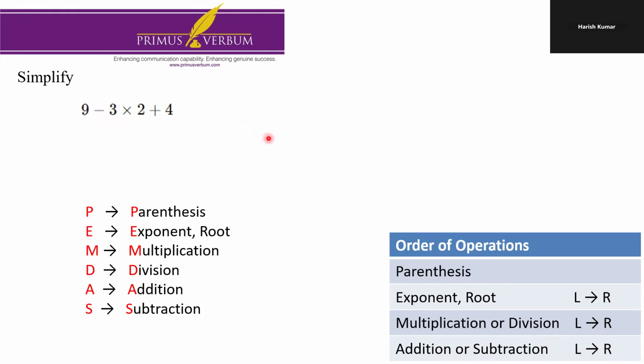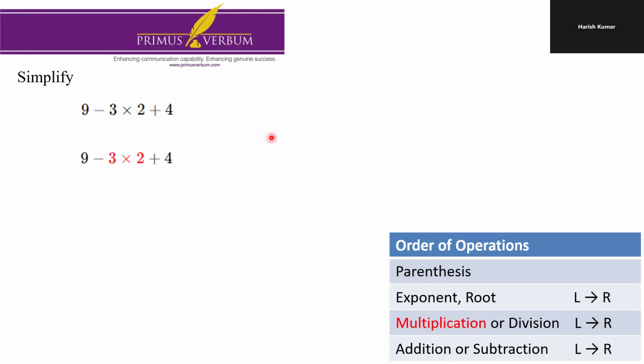So shall we begin? Let's do it. So the first thing we do is multiplication, 3 into 2. As per the order of operations, we perform multiplication first because we don't have any parenthesis or exponent or root to perform. So the next in line is multiplication. And so we do 3 into 2 first, and the answer is 6.